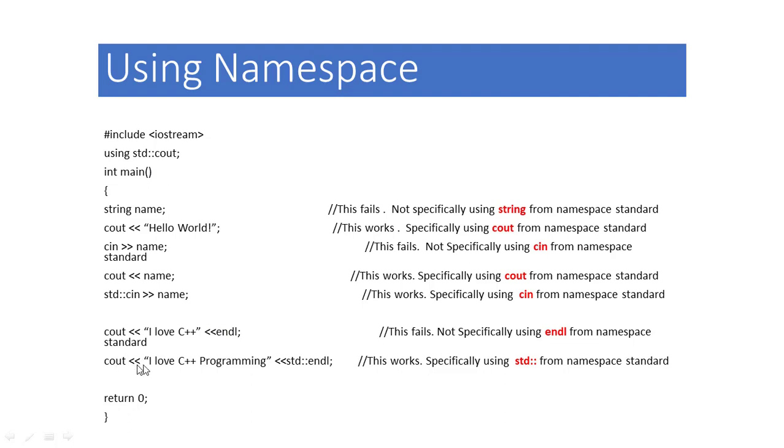This one, cout, I love C++ programming. This works for two reasons. One, it is specifically using std:: for the endline from the namespace standard, and it is also using cout, which we declared here as part of the standard namespace. So these are some possible errors that we will get if we run this application.